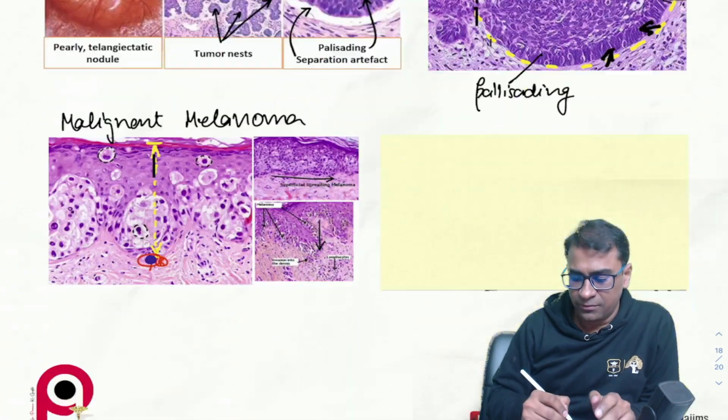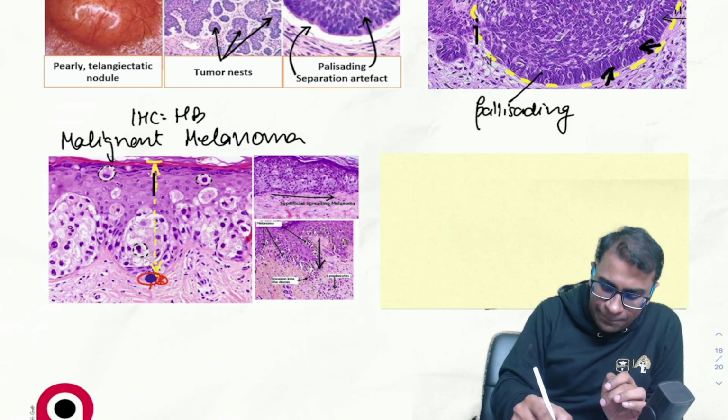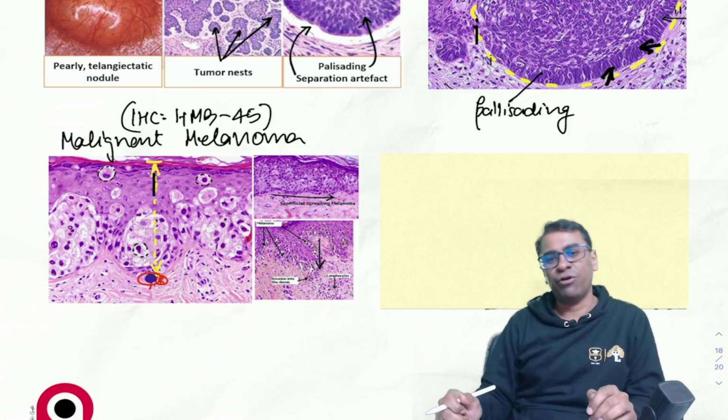Okay, palisading pattern. In melanoma, the main immunohistochemistry marker is HMB-45. HMB-45. Okay.